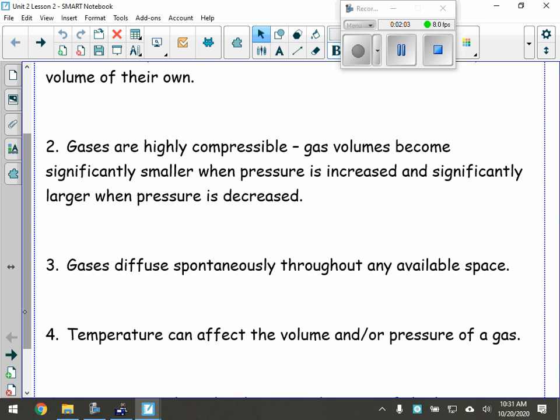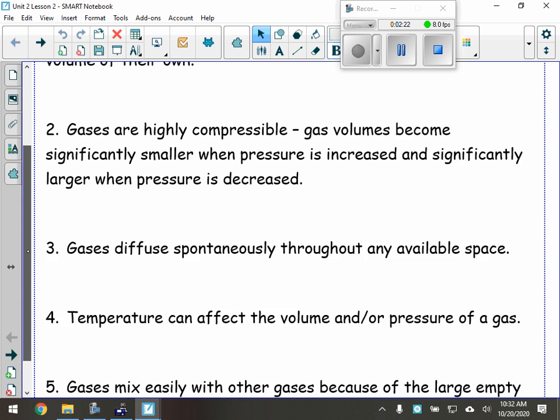Cut them through. So if you take those gases and you compress them, or in other words, force them together, they're easily compressible because there's a lot of empty space between them. So there's a lot of room for those molecules to get even closer together. Gases become significantly smaller when pressure is increased and significantly larger when pressure is decreased.